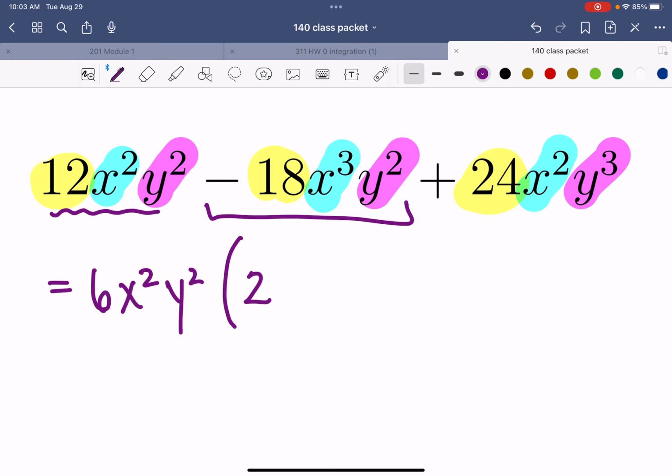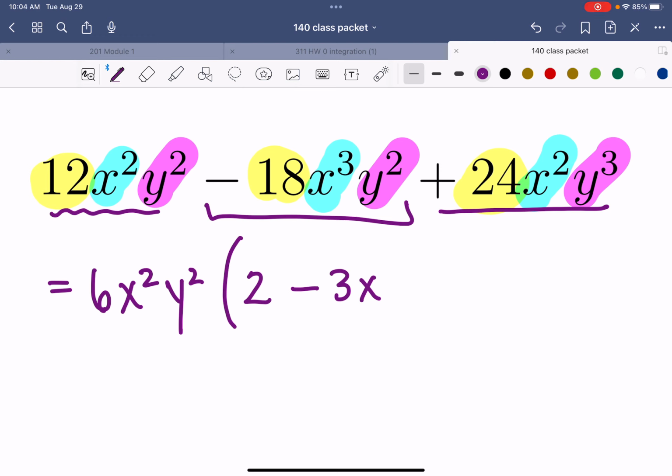Okay, now I've got negative 18 and I took a 6 out of there. So negative 18 divided by 6 would be negative 3. I had x cubed, so 3 x's, but I took out 2 to the front, so that leaves me with 1 left. I had y squared, so 2 y's, and I took 2 y's out to the front, so I don't have any y's left. So just negative 3x. And then this last one out here.